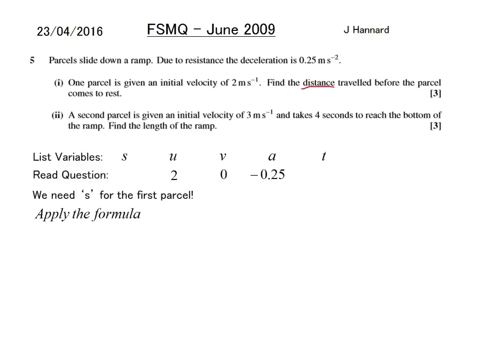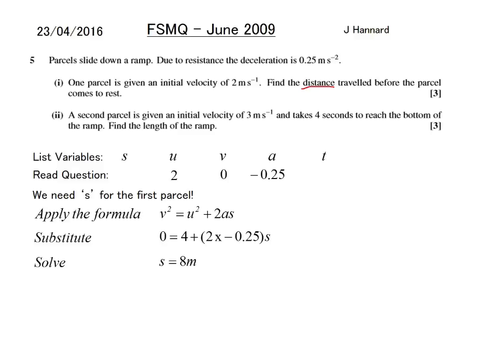So we apply the formula: v squared equals u squared plus 2as. We substitute the numbers in and you get that. And to get s on its own, we take the 4 over the other side and divide by minus 0.5. So you get 8 meters overall, because it's going to be minus 4 over minus 0.5, which is going to make it a positive 8 meters.